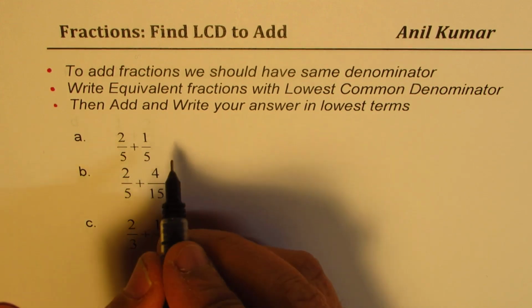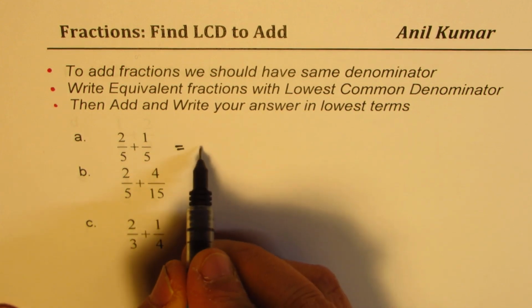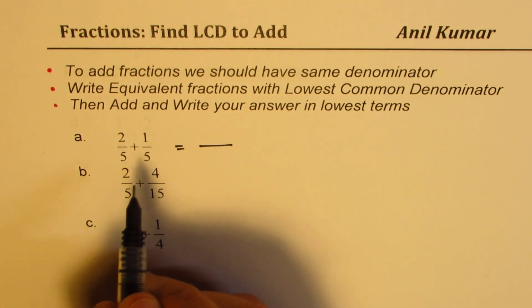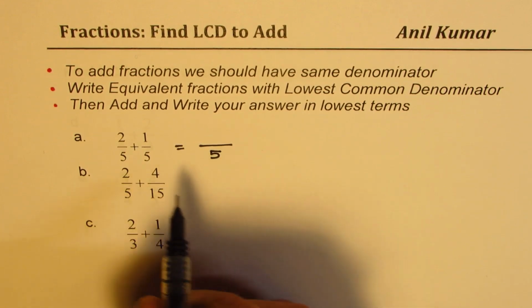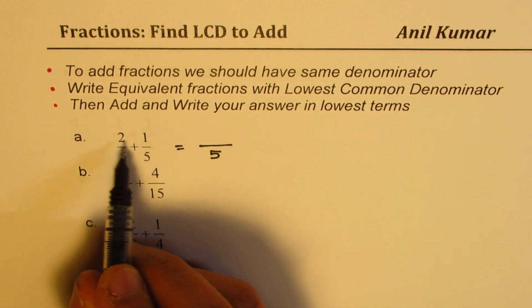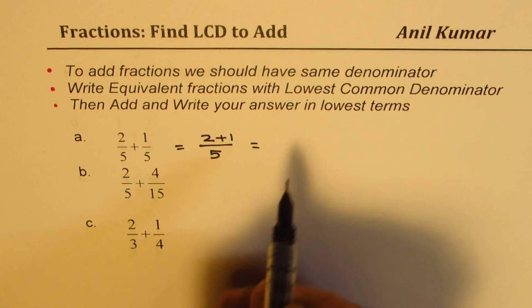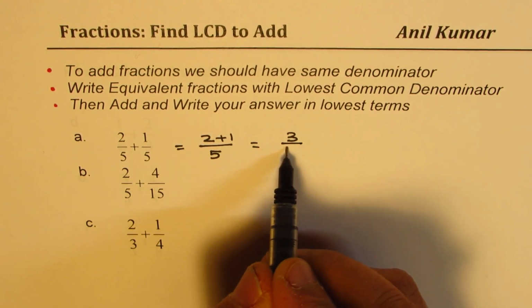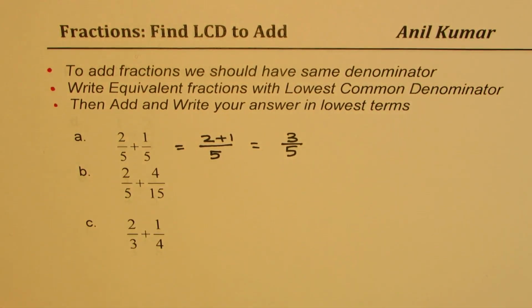So the first one here is very simple. Since we have the same denominator, we call it a common denominator. It remains the same, 5, 5. You can add the numerators, 2 plus 1, right? And what do you get? You get 3 out of 5. So that is the result of this addition, right? 2 out of 5 plus 1 out of 5 is 3 out of 5.